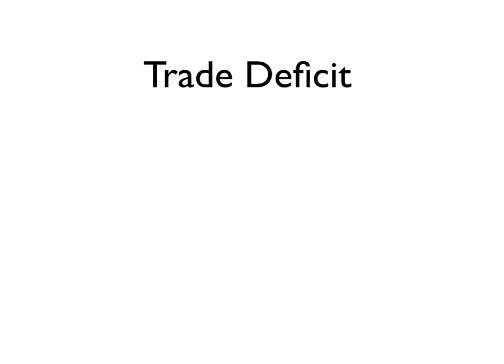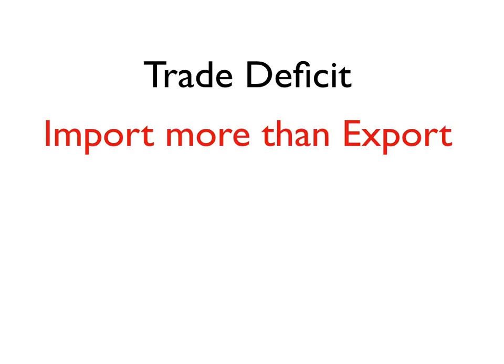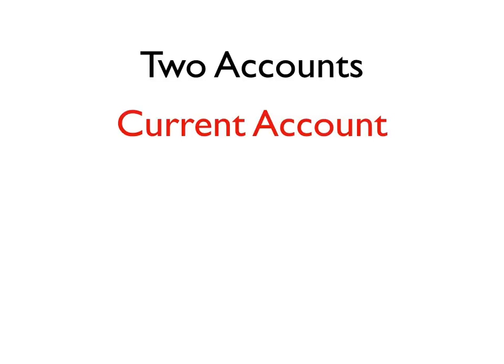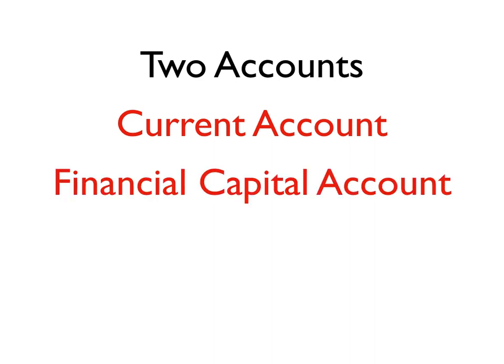Let's make sure we understand what a trade deficit is. A trade deficit is when you're importing more than you're exporting, and a trade surplus occurs when you're exporting more than you're importing. Now, the way that economists analyze this is with two different accounts. One's called the current account. The other one's called the capital account, or I like to call it the financial capital account.